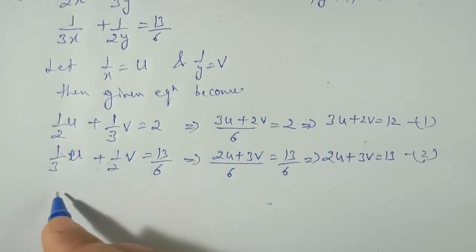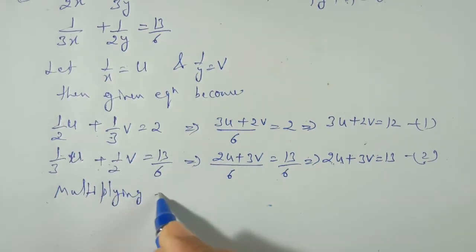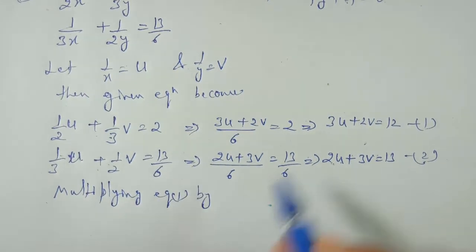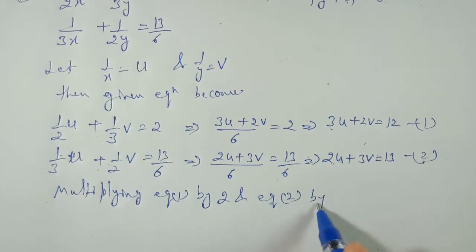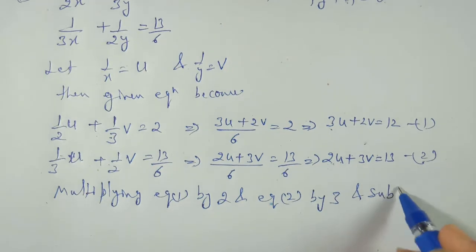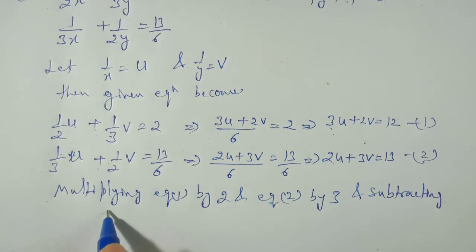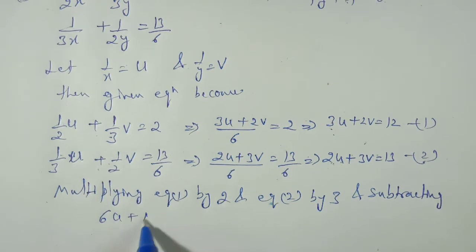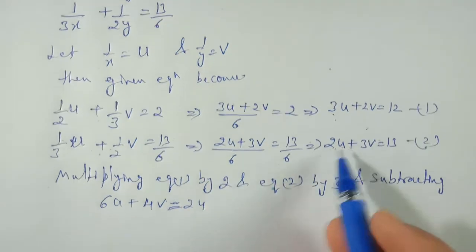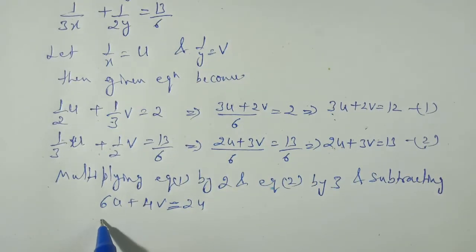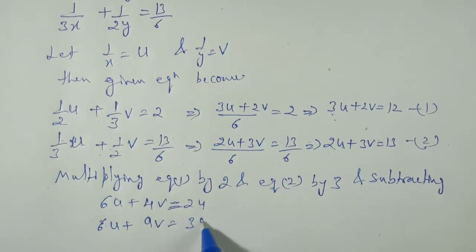So we're going to write the statement: multiplying equation 1 by 2 and equation 2 by 3 and subtracting. We're going to subtract both of them. So multiply: 2 times 3 is 6u plus 2 times 2 is 4v, 12 into 2 is 24. Each and every term you have to multiply by 2. The same way in the second: 3 times 2 is 6u, 3 times 3 is 9v, equal to 39.